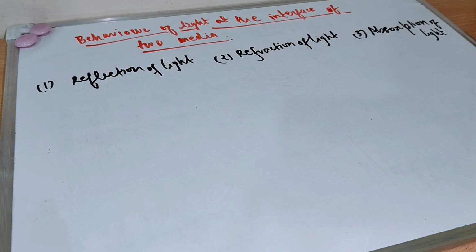Actually, three phenomena take place when light falls on the interface of two media. The first one that you probably might have guessed is reflection of light. The second one is also what you could have guessed, refraction of light. And the third thing also takes place, which is absorption of light. Let us understand these three terms.